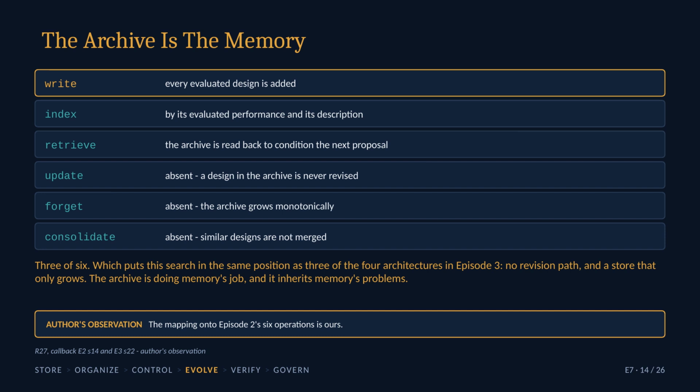no revision path, and a store that only grows. The archive is doing memory's job and inheriting memory's problems. Which is a good argument for reading optimization papers with the memory chapter open beside them.